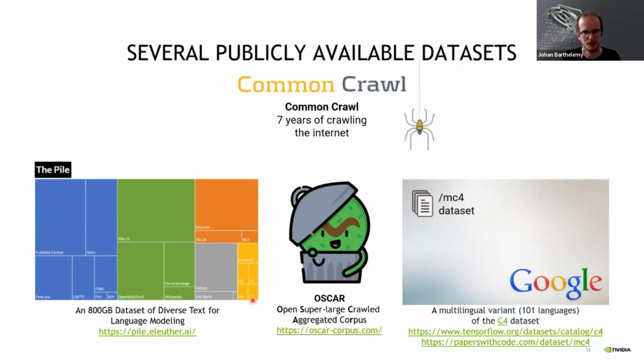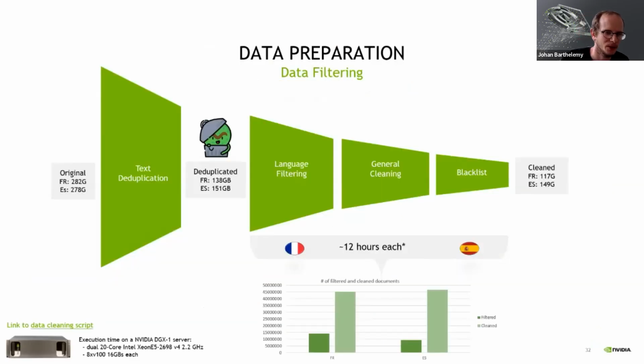You've got OSCAR, which stands for Open Super Large Crawl Aggregate Corpus, which is based on Common Crawl. And you've got also data sets from Google, like the mC4, which is a multilingual data set. So for our context, we're going to play with OSCAR. Okay. So OSCAR, if you look at it and you just select the French and Spanish data, you will have 282 GB for French and 278 GB for Spanish.